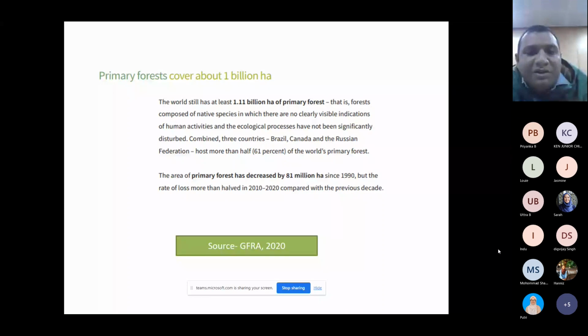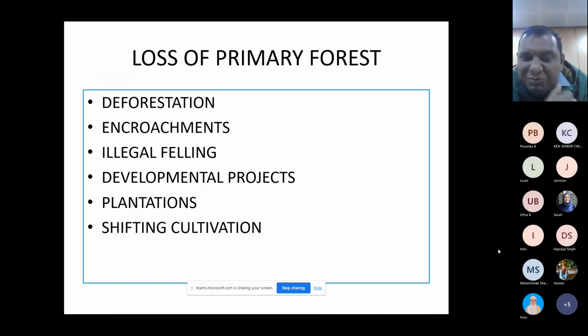In the second para, you can see that we have lost around 81 million hectares since 1990, and the major reasons are these. One is deforestation and encroachments because of the continuously increasing population. There was more pressure on forest lands, leading to encroachments and illegal felling, for some cultivation, or for other use of the land for their establishments. A lot of developmental projects, especially road projects and dams, came up in pristine forest areas. When we talk about plantations, especially oil palm plantations, cassava plantations, and rubber plantations in the Indo-Malayan Borneo regions, all have come up in very good forest areas.